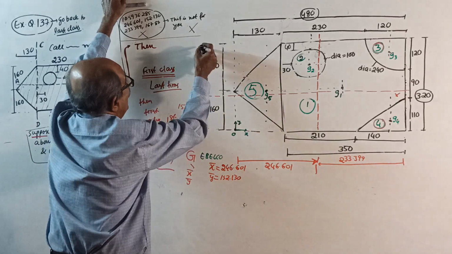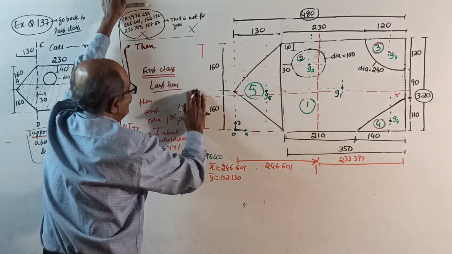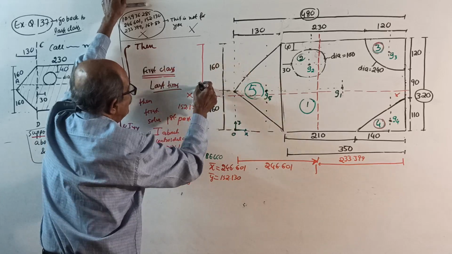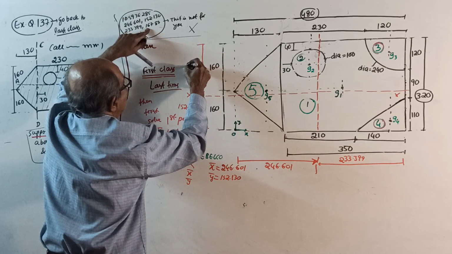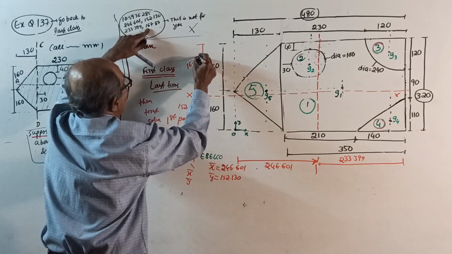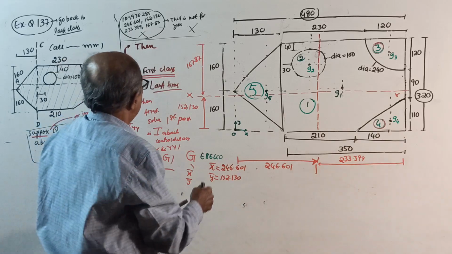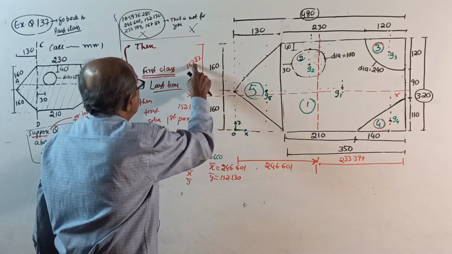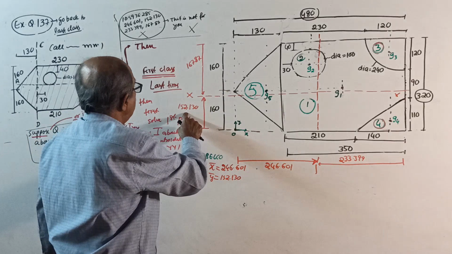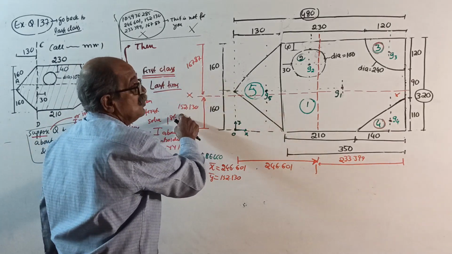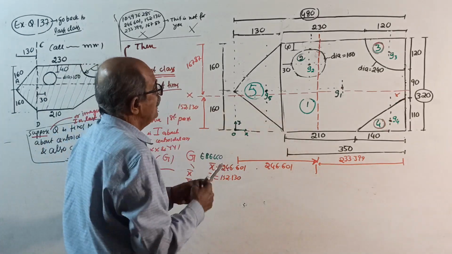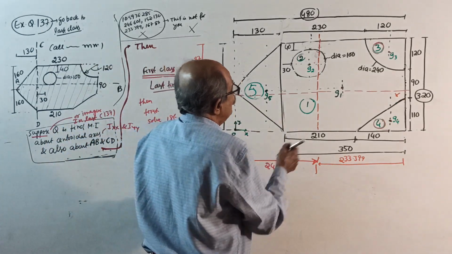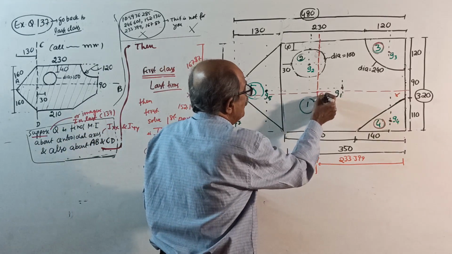152.130. And from the top edge we got 167.87. Correct? 7 plus 2 is 9, plus 1 is 10, 6 plus 5 is 11, 1 is 12, 2, yes, correct, 113. Therefore, finally, we decided this is centroid G.